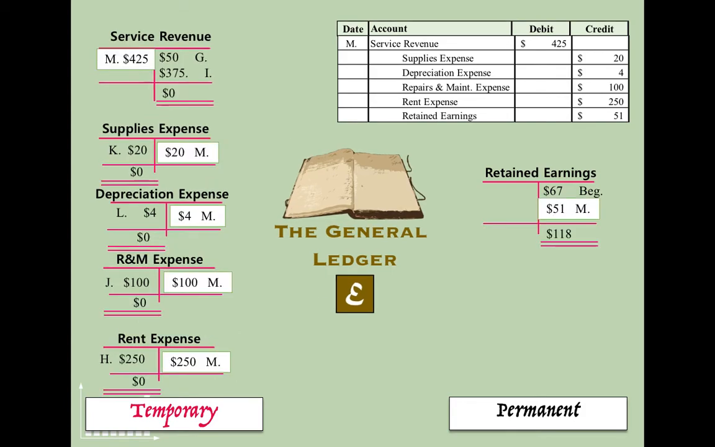And so once we post these, right, the $425 posts to service revenue and it becomes 0. The 20 to supplies expense becomes 0. The 4 to depreciation expense becomes 0, and so on. Retained earnings, getting the credit here of $51, means that the ending retained earnings balance for the month is $118, which, if we look back, should match up to our retained earnings amount on the financial statements. So $118. I'm going to go back through the slides here real quick and see if that's where we're at.